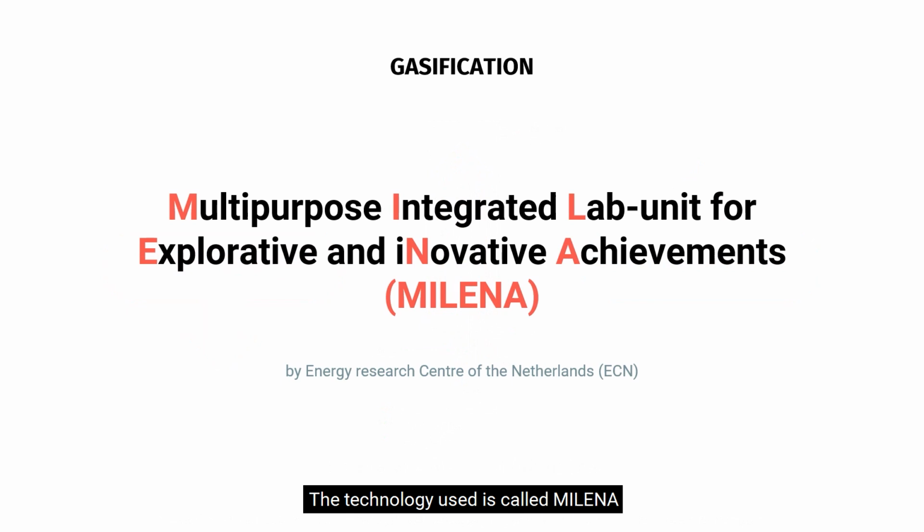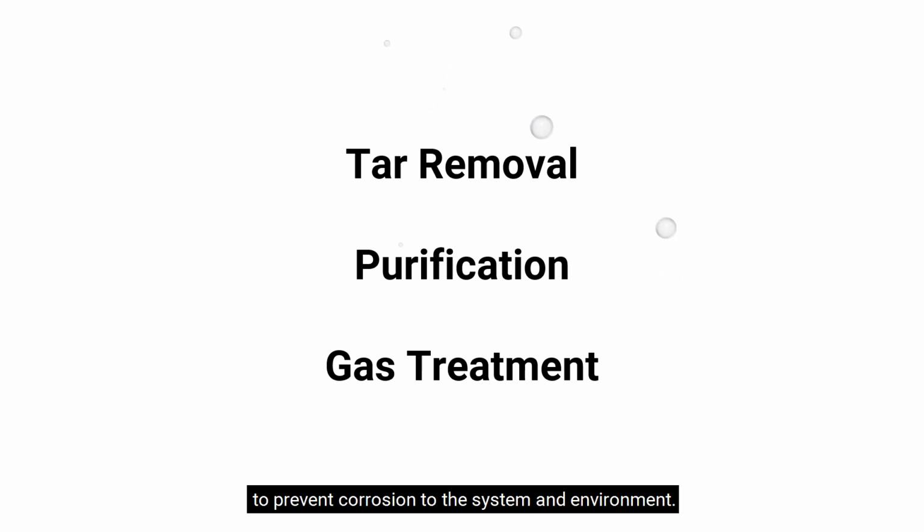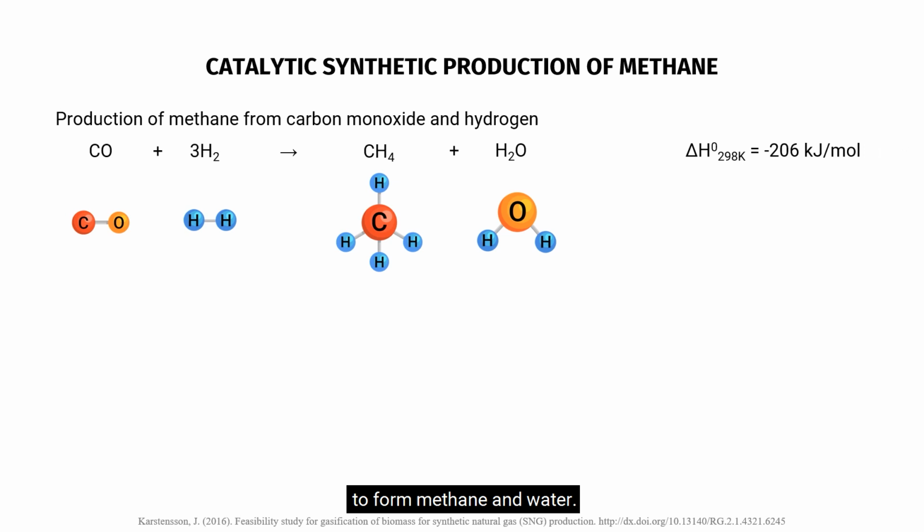Tars are removed and the produced gas from the gasifier is purified and treated before methanation to prevent corrosion to the system and environment. Catalytic synthetic production of methane from hydrogen and carbon monoxide is described by the CO methanation, where carbon monoxide reacts with hydrogen to form methane and water. Moreover, it's also possible to convert carbon dioxide to methane.